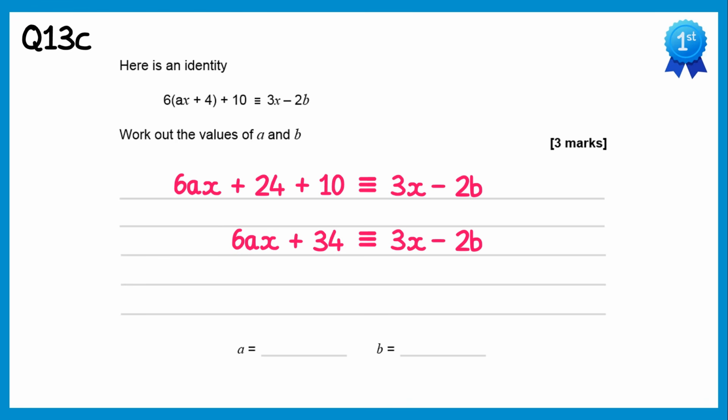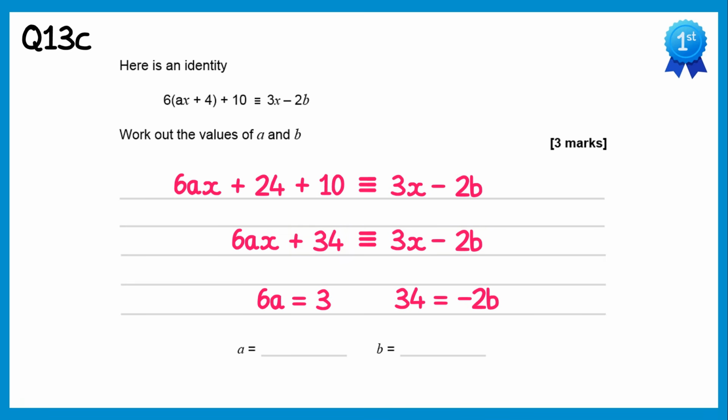We can now equate coefficients. Because this is an identity, we must have the same thing on the left as we do on the right. So if you look at the terms in x first, 6ax and 3x, there must be the same amount of x's on both sides, so 6a must be equal to 3. Looking at the constant terms then, 34 must equal negative 2b.